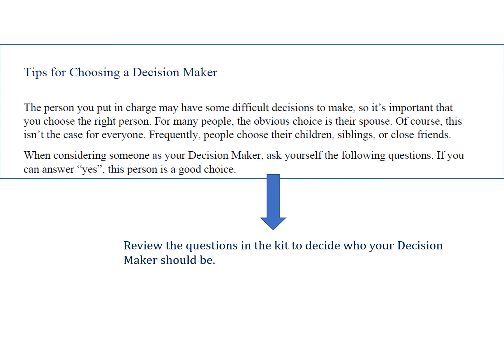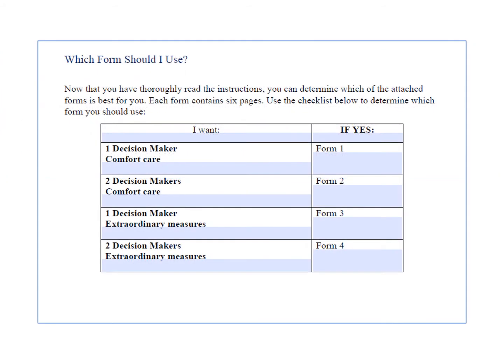Speaking of decision maker, we've also got some tips for choosing a decision maker. Frequently, people choose their children, their spouse, their siblings, close friends, basically anybody that you would trust to do what is best for you if you could not do it yourself. Just like you have to be at least 19 years old to sign this document, your decision maker also has to be at least 19 years old. And we've got a bit of a discussion in there of which traits are a good choice for a decision maker.